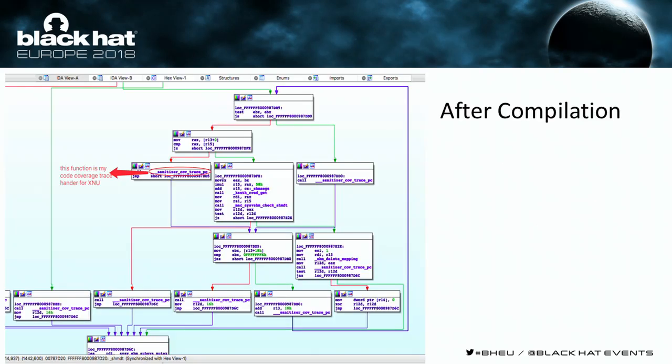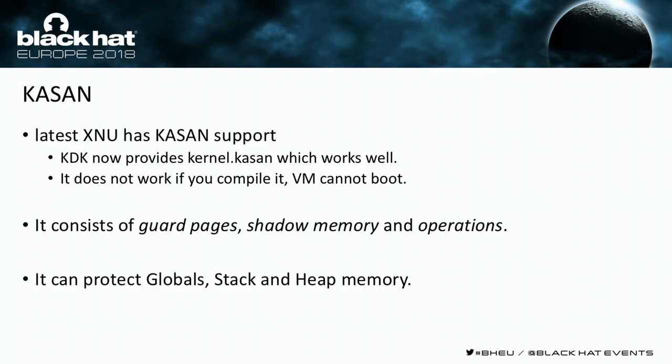Okay, let's see this picture. After everything is done, you can get the kernel with code coverage enabled. You can see this sanitizer cover trace PC is already instrumented in every block. Okay, the kernel address sanitizer. KDK now provides this KASAN module, and it works well. But if you want to compile it by yourself, at least for me, I can't compile it successfully without any modification. And next, I will introduce KASAN.